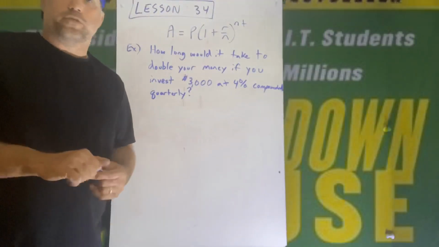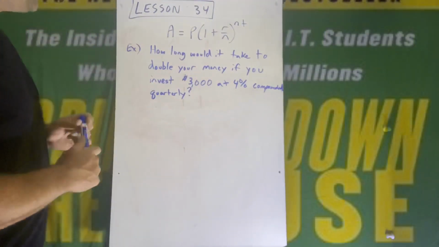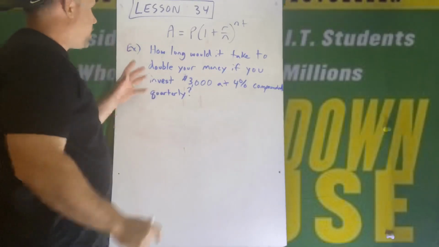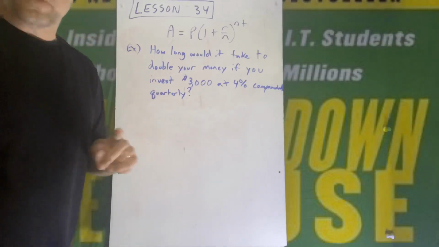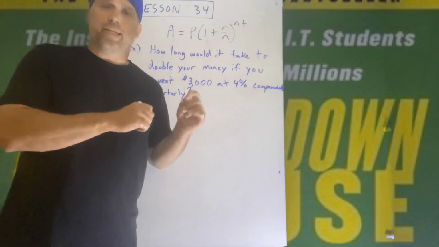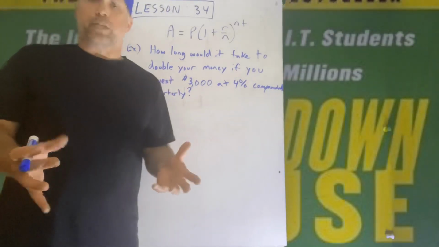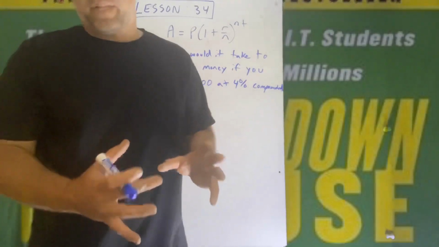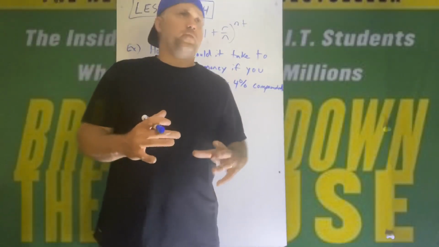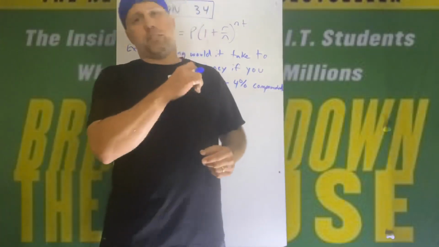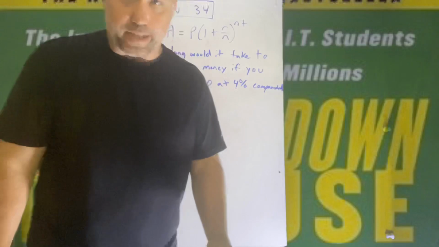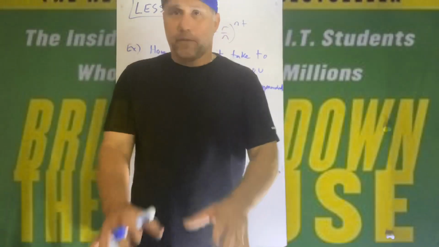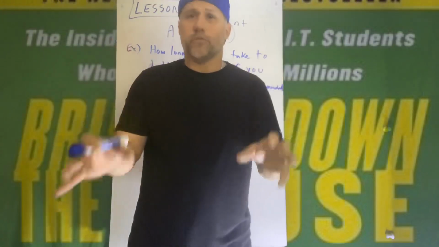So here's our first word problem. Want to know how long it would take you to double your money if you invest $3,000 at 4% compounded quarterly. So what this means is you've taken $3,000 that you got from somewhere and you put it into some sort of investment account. Could be an IRA, could be a 403B. There's all these different investments that you can do, money market account, stuff that if you ever take math for personal finance, you'll learn about some of that stuff.